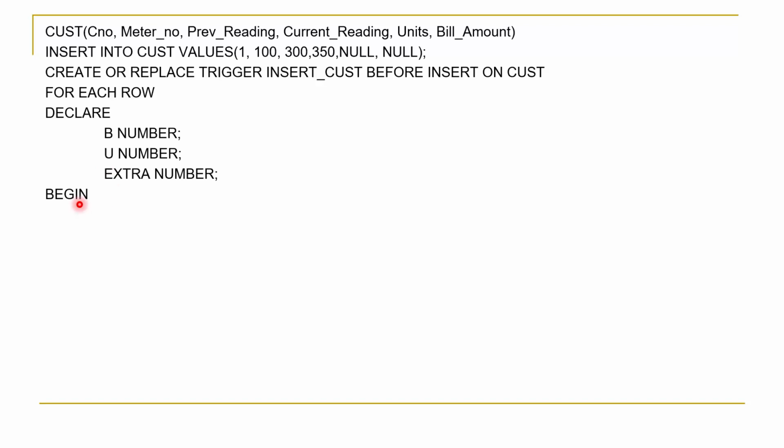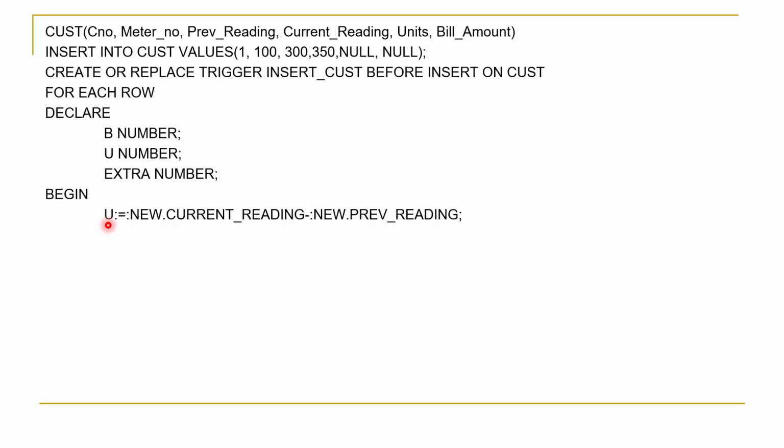In the begin section we have to calculate the value of units. For this we have to subtract the value of previous reading from current reading. You know that we can access these values by using the keyword :new.column_name. So the units will be calculated by subtracting :new.previous_reading from :new.current_reading. So in this case it will subtract 300 from 350 and 50 will be stored in units. So here the value of units is calculated and it is stored in variable u.